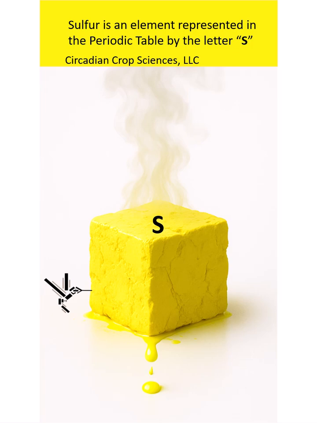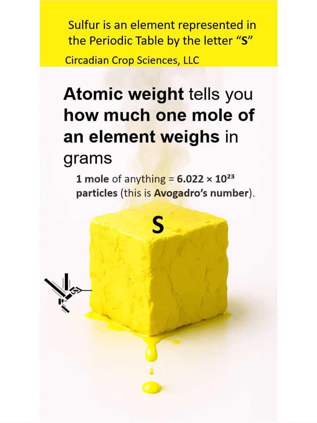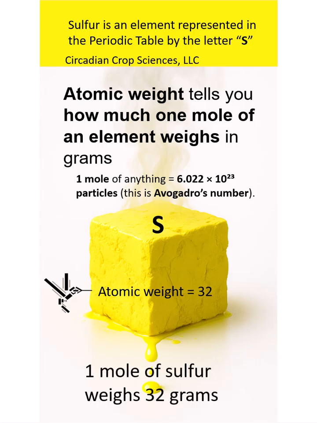Sulfur is an element represented in the periodic table by the letter S. The atomic weight tells you how much 1 mole of an element weighs in grams. 1 mole of anything is a very large number that's known as Avogadro's number. The atomic weight of sulfur is 32. This means that 1 mole of sulfur weighs 32 grams.